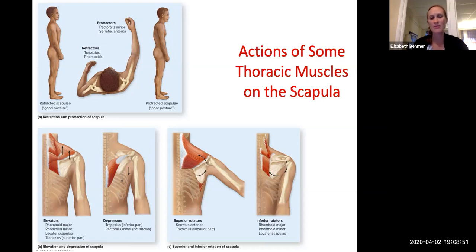Then it lists muscles that will elevate your scapula, which brings it up. Depressing brings it down. Superior rotating would be rotating your scapula forward, and inferior rotating would be rotating your scapula back. So your first question, if you have your notes there, is where is your trapezius and what is its action? The trapezius, where is that located?